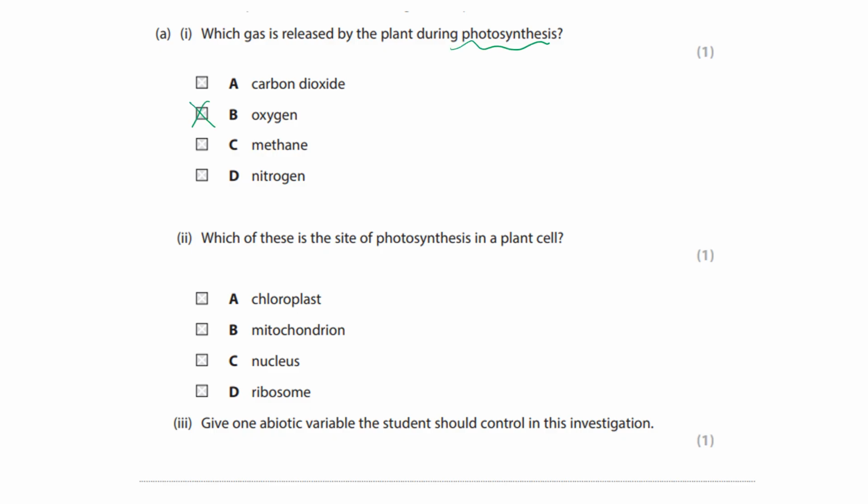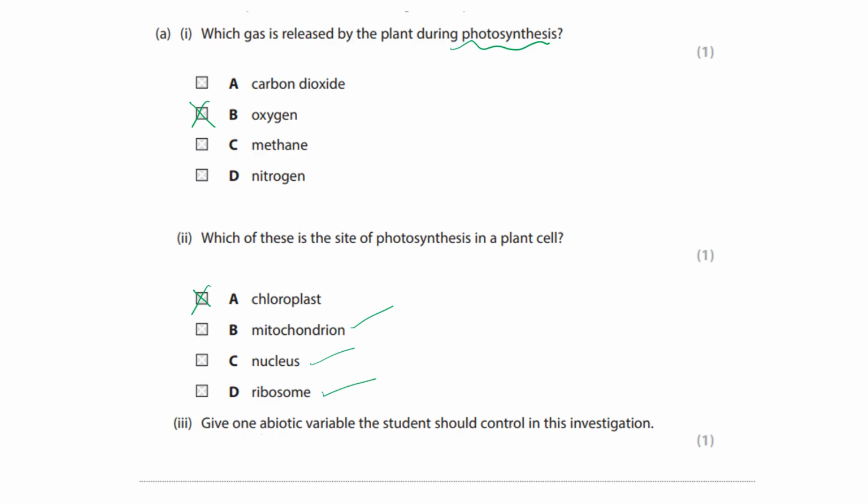Okay, which of these is the site of photosynthesis in a plant cell? It is the chloroplast. It's not the mitochondria. The mitochondria is the powerhouse of the cell. The nucleus is the site for transcription. Ribosomes is where photosynthesis occurs.